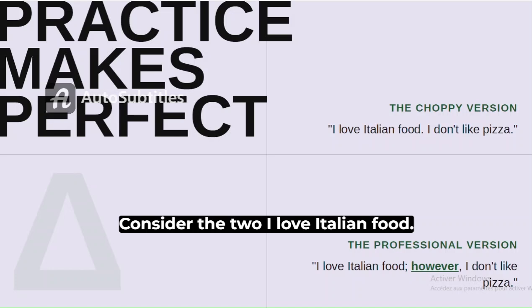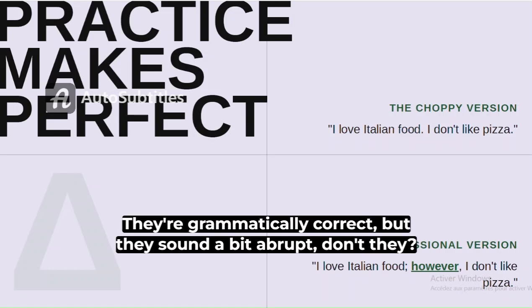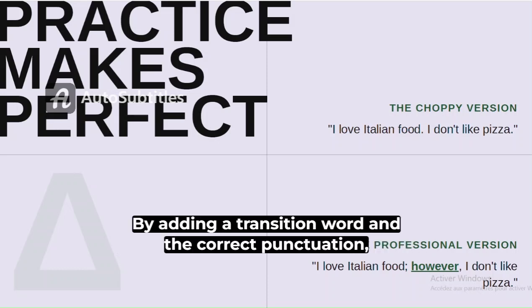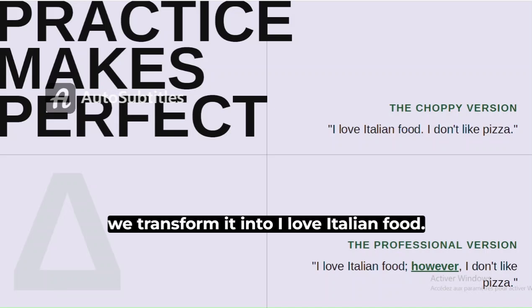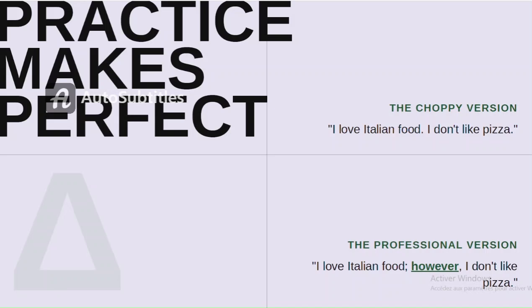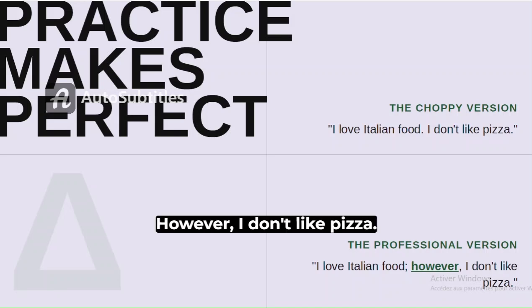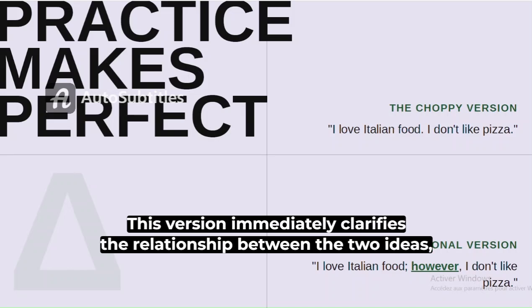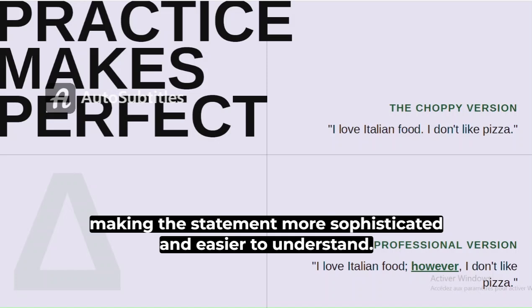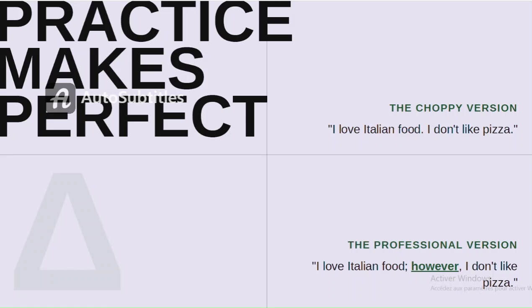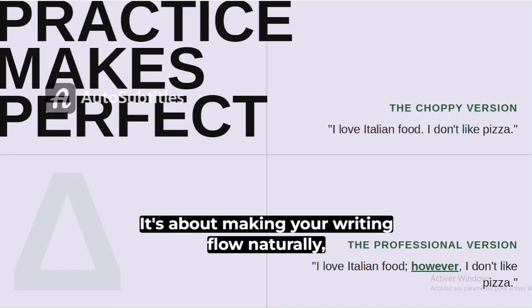Consider the two sentences, I love Italian food. I don't like pizza. They're grammatically correct, but they sound a bit abrupt, don't they? By adding a transition word and the correct punctuation, we transform it into, I love Italian food. However, I don't like pizza. This version immediately clarifies the relationship between the two ideas, making the statement more sophisticated and easier to understand. It's about making your writing flow naturally.